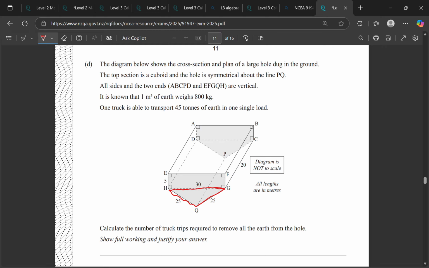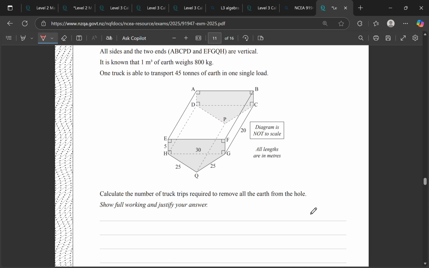It is known that 1 cubic meter of earth weighs 800 kilograms. I didn't know that. One truck is able to transport 45 tons of earth in one single load. So you know 1 ton is 1,000 kilograms, right? Calculate the number of truck trips required to remove all the earth from the hole. Show full working and justify your answer. Good question. It's very practical, right?